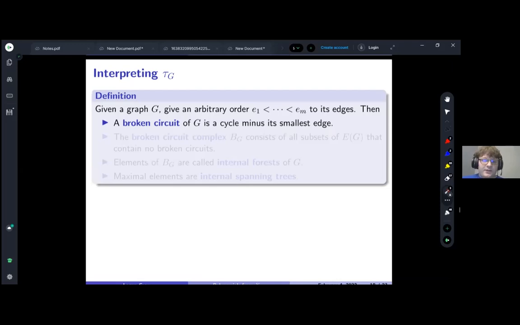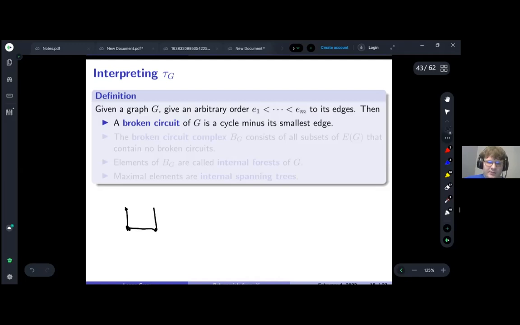But given a graph G, we are going to be looking at the broken circuit complex of a graph. So we're going to order the edges of our graph arbitrarily. It will not matter because the edge ordering is going to be independent of these results. So a broken circuit of G is a cycle minus its smallest edge. So if we have a cycle labeled like this, then this would be a broken circuit, for example.